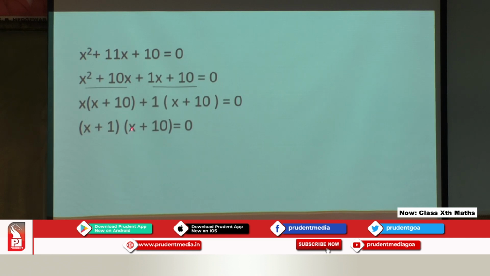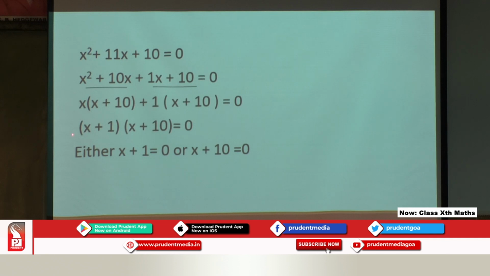So I took that once here x plus 10, and outside x, and here outside we wrote 1. So in one bracket I wrote x plus 1, and in the other bracket x plus 10 equal to 0. Both the terms are common, so we should write only once here. Next, we should find out the value of x here.